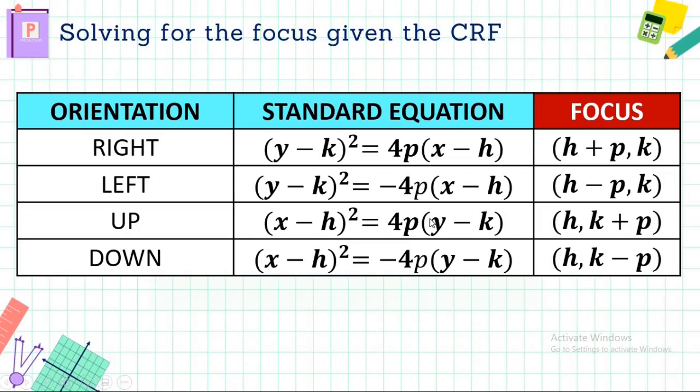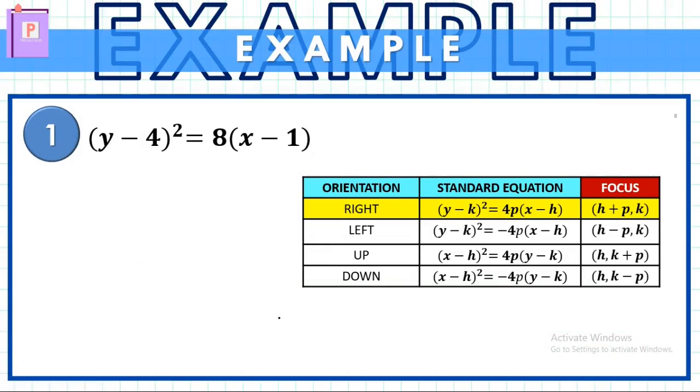Let's now proceed to the formulas. First is the formula for the focus. In this table, shown is the orientation, the standard equation, and the formula to get the focus. Notice that in identifying the value of the focus, we are adding or subtracting either to h or k, and then the value that we're going to add or subtract would be the value of p, similar to how we are graphing.